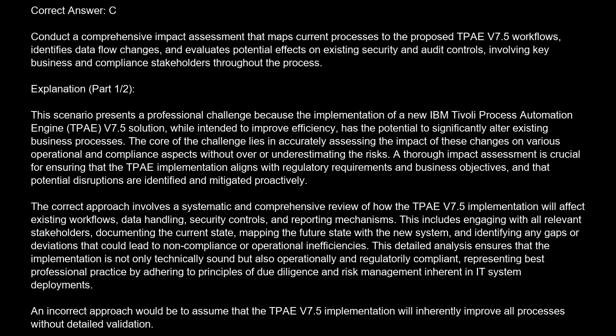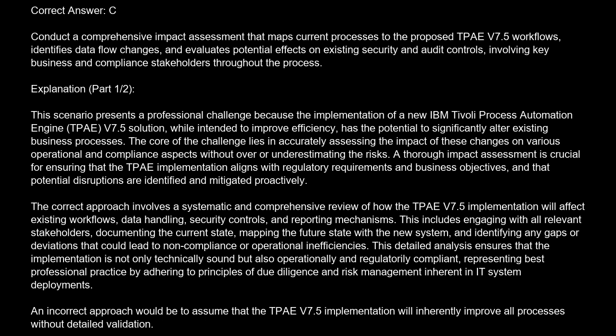Explanation. This scenario presents a professional challenge because the implementation of a new IBM Tivoli Process Automation Engine (TPv7.5) solution, while intended to improve efficiency, has the potential to significantly alter existing business processes. The core of the challenge lies in accurately assessing the impact of these changes on various operational and compliance aspects without over- or underestimating the risks. A thorough impact assessment is crucial for ensuring that the TP implementation aligns with regulatory requirements and business objectives, and that potential disruptions are identified and mitigated proactively.